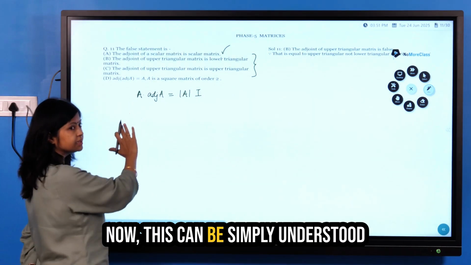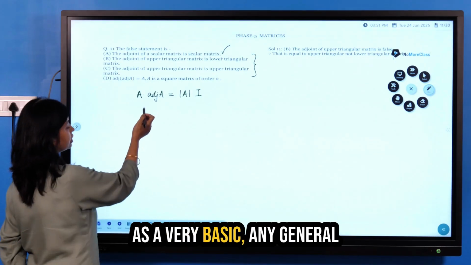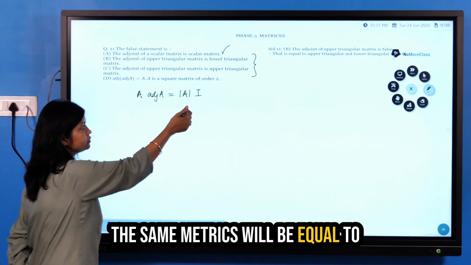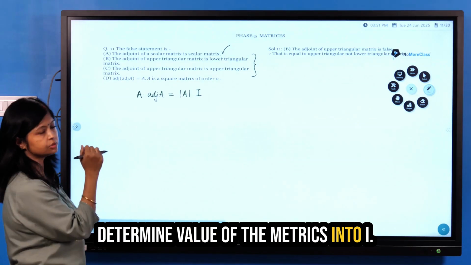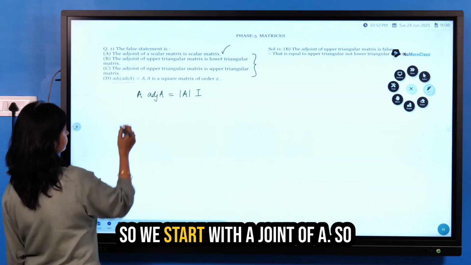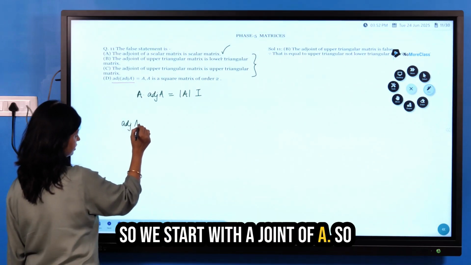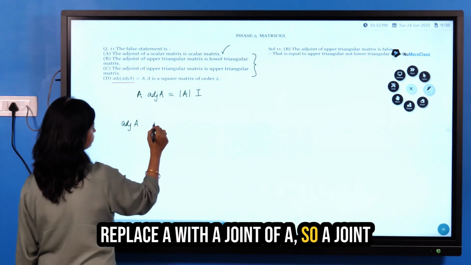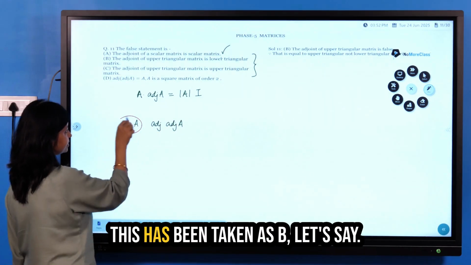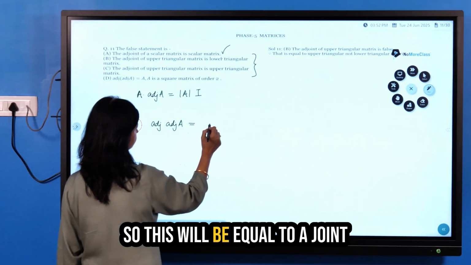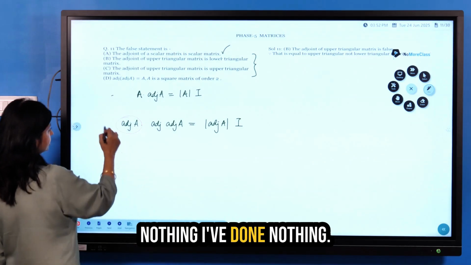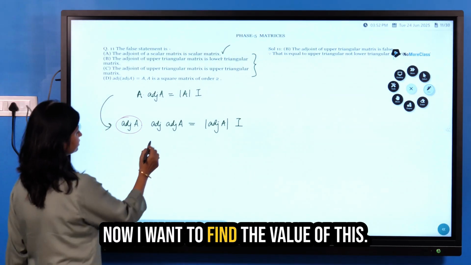Now, this can be simply understood as a very basic property: any general matrix into adjoint of the same matrix will be equal to the determinant value of the matrix into I. So if I want to find the adjoint of adjoint A, it's another matrix. So we start with adjoint of A and replace A with adjoint of A. This has been taken as B. So this will be equal to the determinant of adjoint of A into I. Nothing, I've done nothing, I've just replaced.